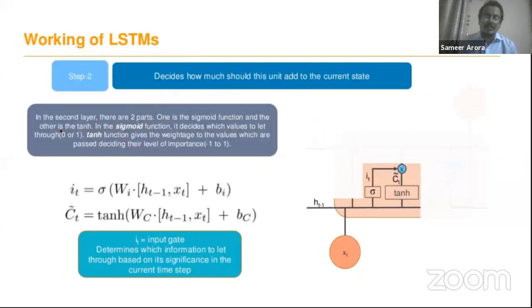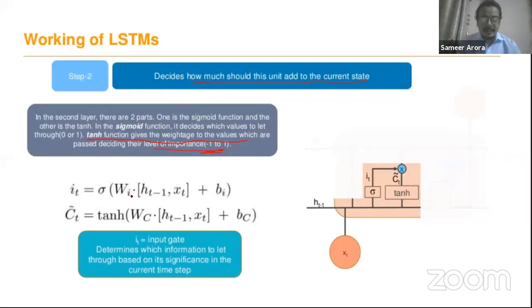Now it has removed some of the information. The next step is how much this unit adds to the current state. Now there is a large amount of data stored in the current state, and the system has to identify which information out of this can be stored. This function is provided by the tanh function, which gives us the weightage of the values in the range of minus 1 to 1, or we can say, the level of importance.